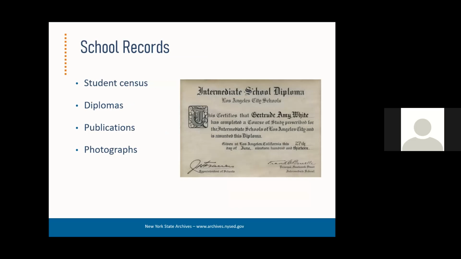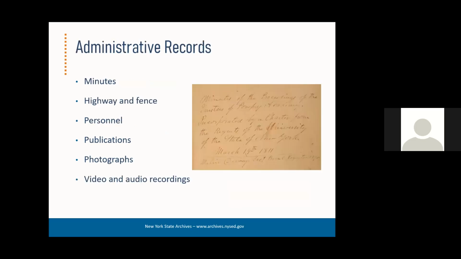Our school records. Now, this is where you have student census, your diplomas. When you talk about publications, yes, this is where we're talking about those yearbooks, more photographs, that sort of thing. Again, something that connects everybody. Everybody has to go to school. So probably going to find a record of just about everybody there. And then we have administrative records.